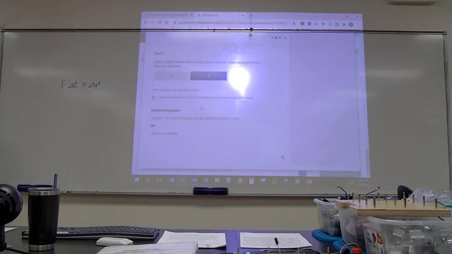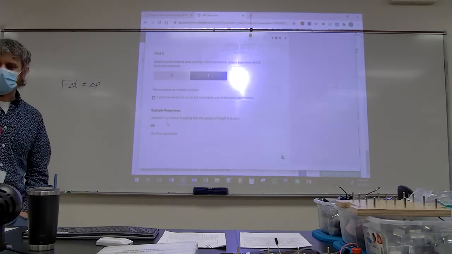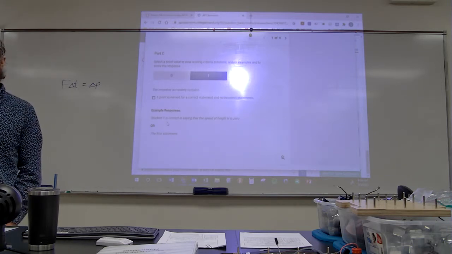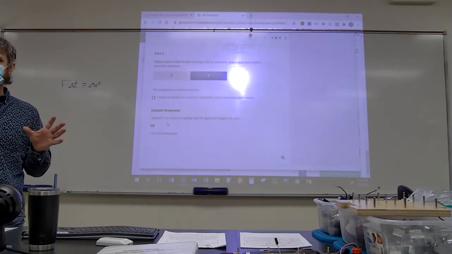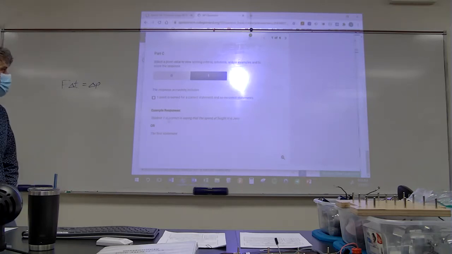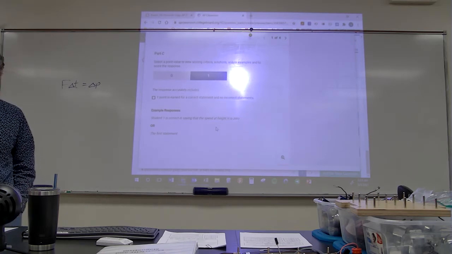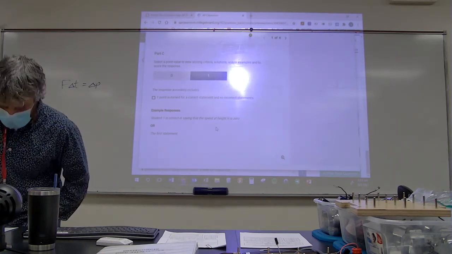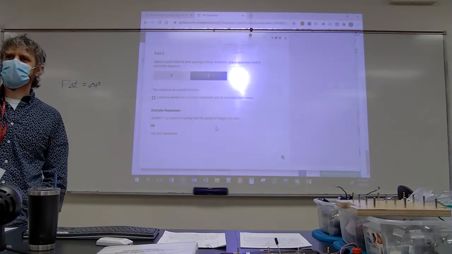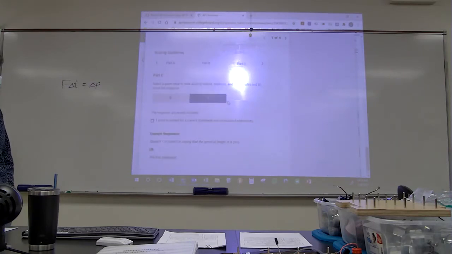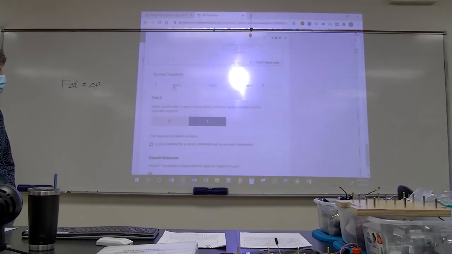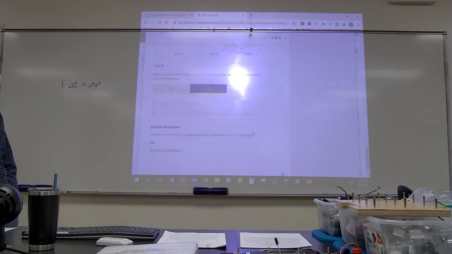So 1 point is earned for a correct statement and no incorrect statements. That means if you said both are correct, you were right because one of them is correct, but you don't get the point because you have to pick the one that's correct and not pick the one that's incorrect. So student 1 is correct in saying that the speed at height h is 0. Yes, it is 0 because it comes to a stop when it gets to maximum height and then it swings back down. So that is correct.